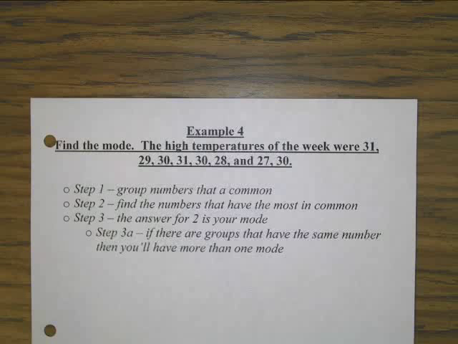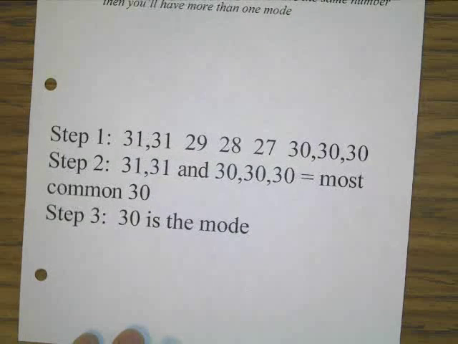If you think you know, put your hand up. Okay, majority's done. So here we go. Step 1 is to group them, to arrange them in groups. So I write 31, 31, 29, 28, 27, 30, 30, 30. Is that what everyone did? Okay. Step 2 then is to put the ones that have some common factors. So 31 and 31 and 30 and 30, which one has the most in common? 30. So step 3 is to say 30 is my mode.